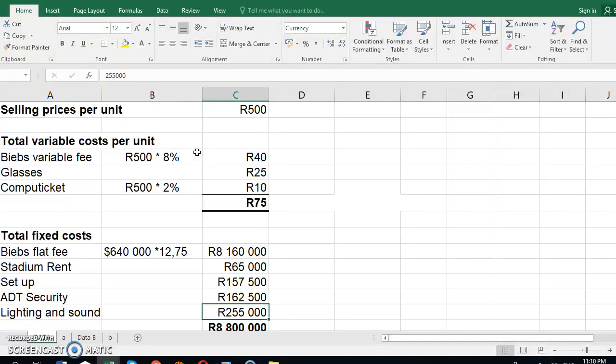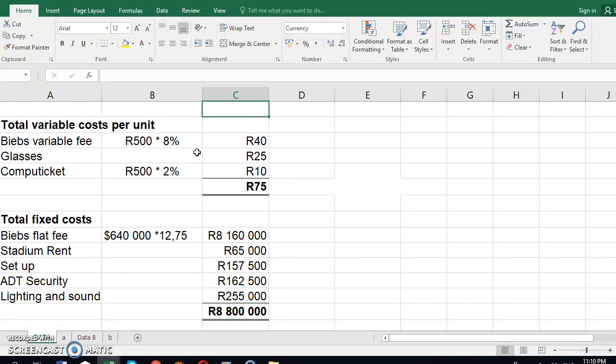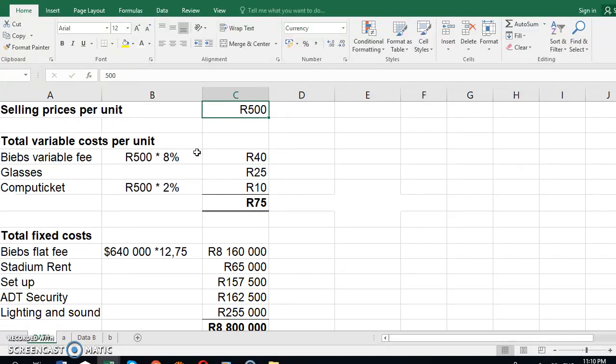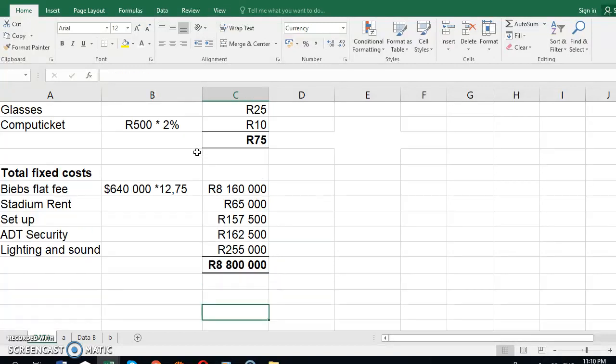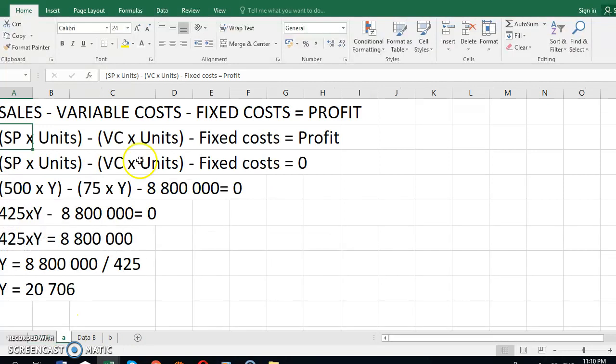And then as you can see, remember, there's always four things. In part A, one of them was unknown, which is the units. So here's the other remaining three. The selling price per unit is 500, the total variable cost per unit is 75, and total fixed cost is 8.8 million. And then as we said, we just plug it into this formula.